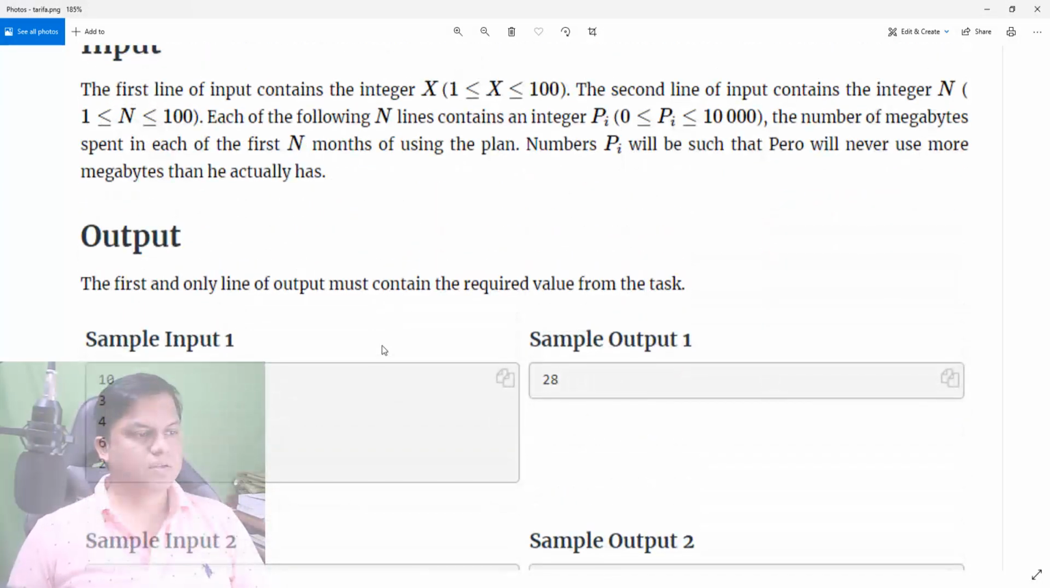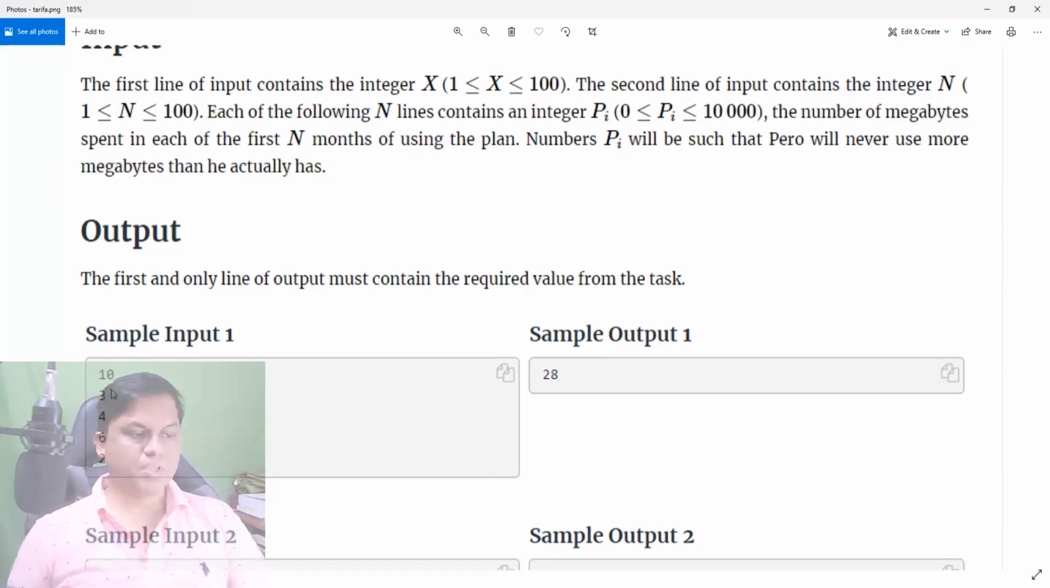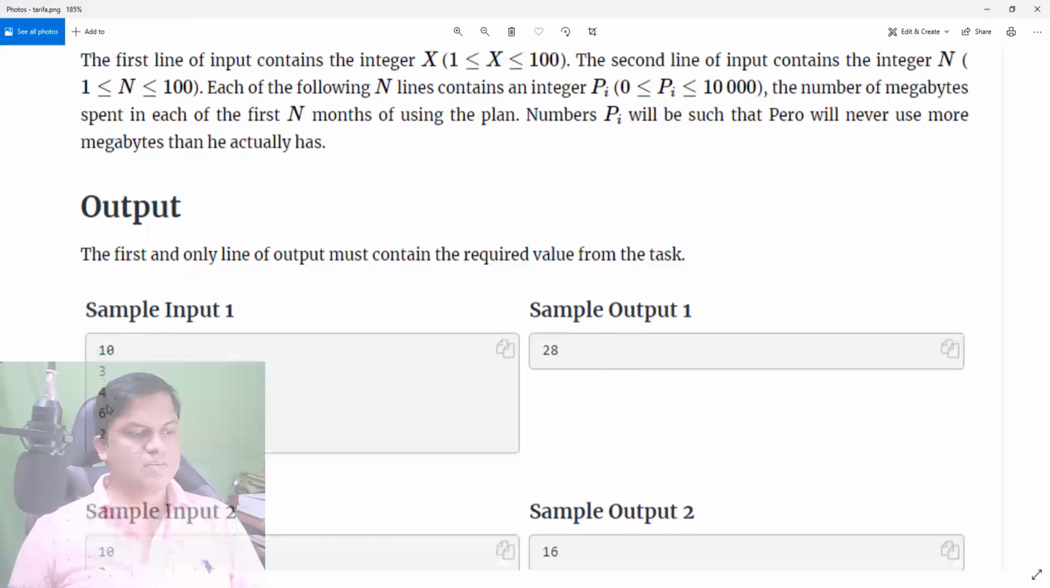So this means Pero has a plan in which he can use 10 megabytes of data per month. Then the second line n contains an integer. So this second line, 3, means for 3 months Pero used the data. In the first month Pero used 4 megabytes, in the second month 6 and in the third month 2.